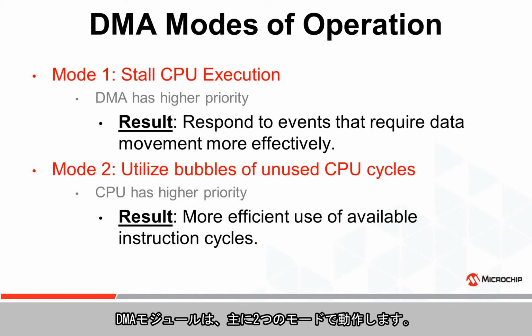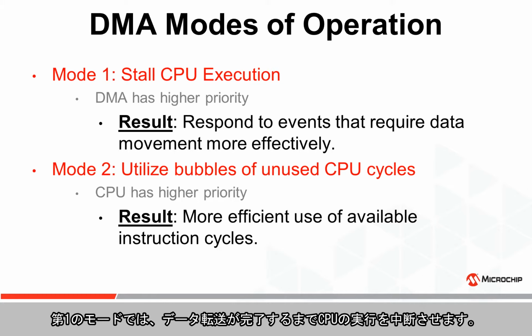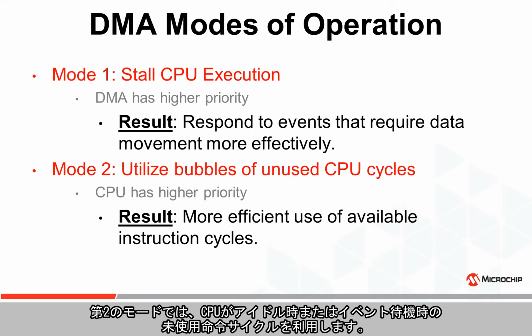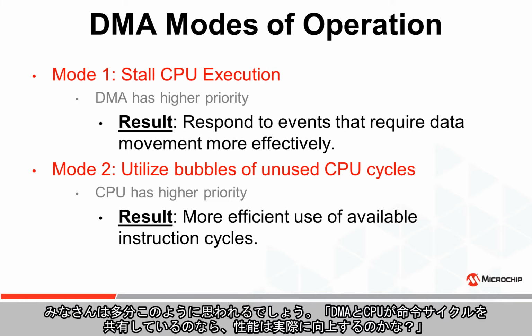The DMA peripheral has two primary modes of operation. Firstly, it can stall CPU execution until a data transfer is complete, or it can utilize bubbles of unused instruction cycles that occur when the CPU is idle or waiting for an event. So at this point, you're probably wondering, but wait, if the DMA and the CPU seem to share instruction cycles, how does this really improve performance?